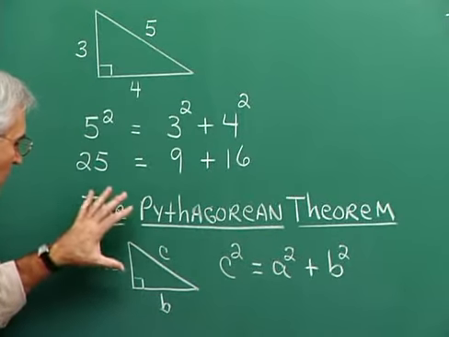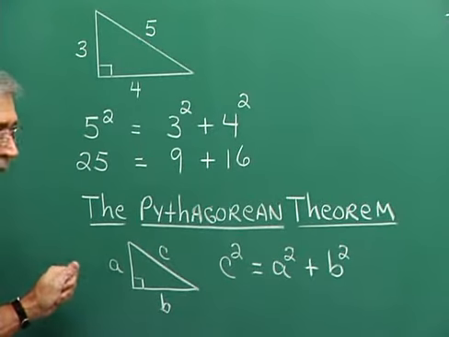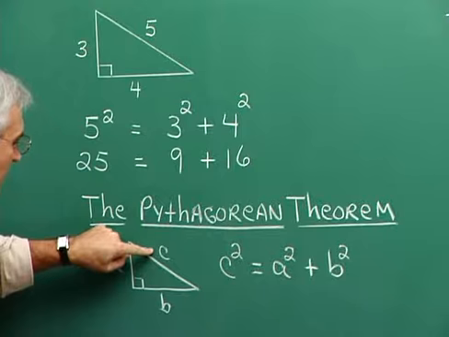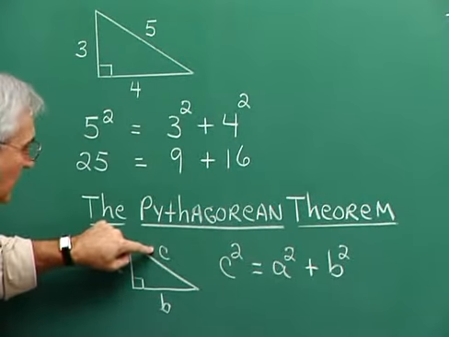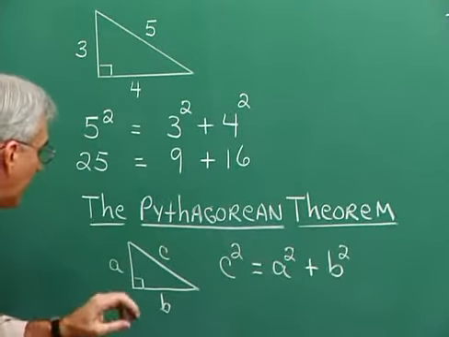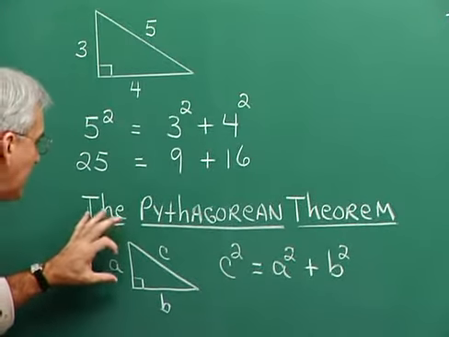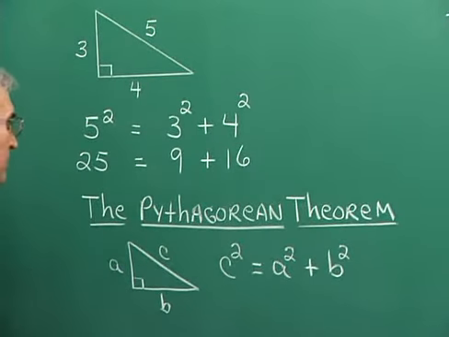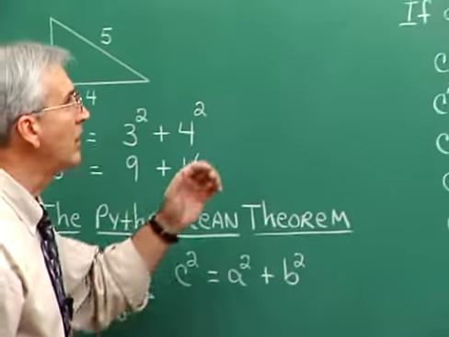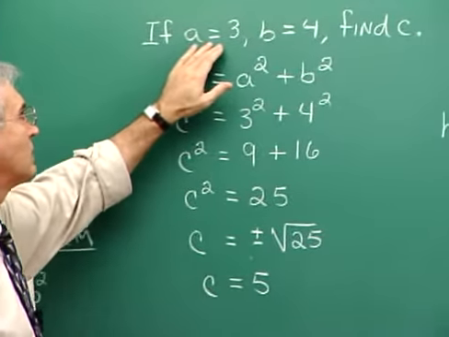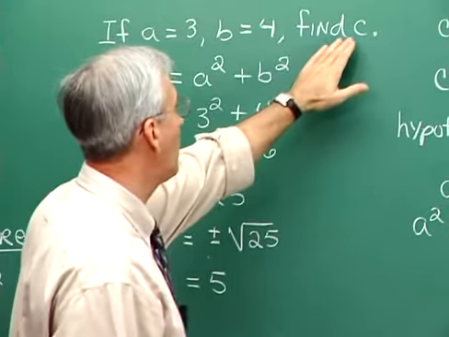Now, it's important to recognize all of the time in right triangles that the hypotenuse is the longest side of the triangle and that it's always opposite the right angle. Those are 2 really important ideas in getting your head into problems involving the Pythagorean theorem. Now, consider this problem. Suppose I know that A is 3, B is 4, and I want to find C.